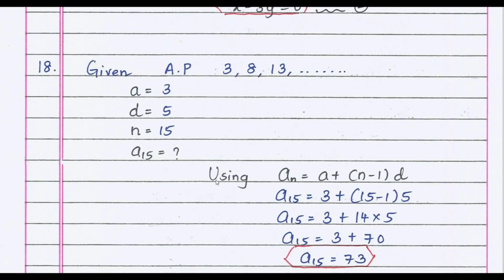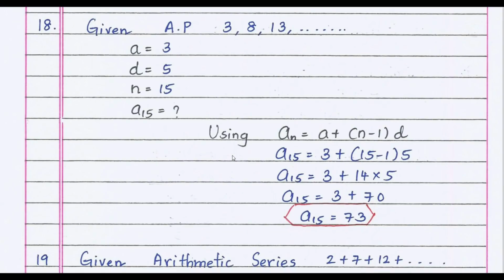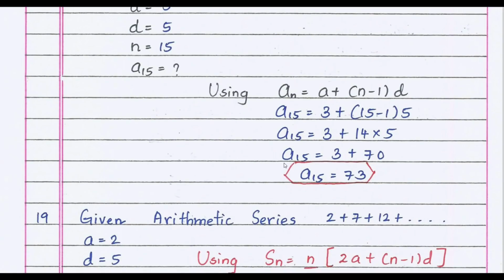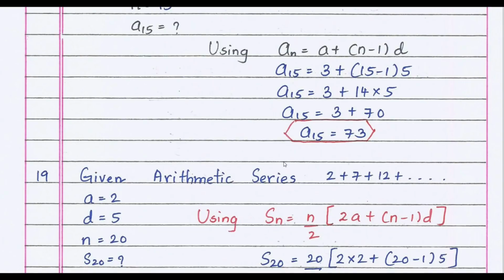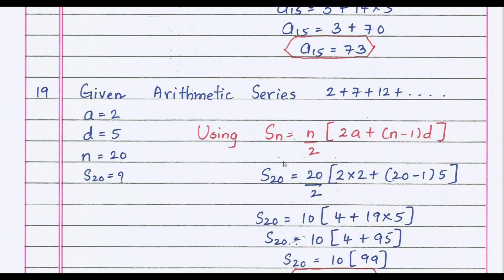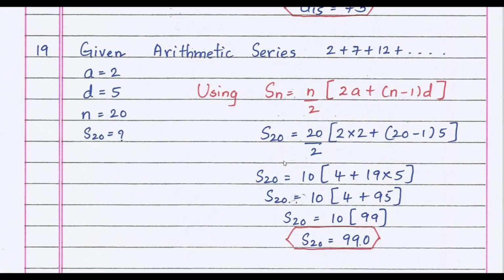18th question, find the 15th term of the arithmetic progression 3, 8, 13. First find out a, the common difference, and n. Therefore a15 we need to find using the an formula, and substituting the values we get the 15th term is 73. Now moving to 19th question, for the given AP we need to find the sum of 20 terms.